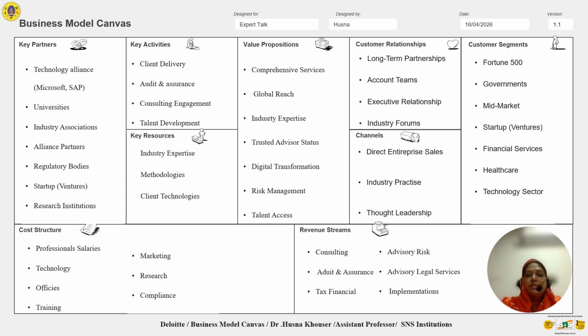Let's start with the first block. We know from where we have to target the BMC, and here I'll go with the first block, the key partners. The key partners are technology companies like SAP and Microsoft, universities, industry associations, alliances, and regulatory bodies.